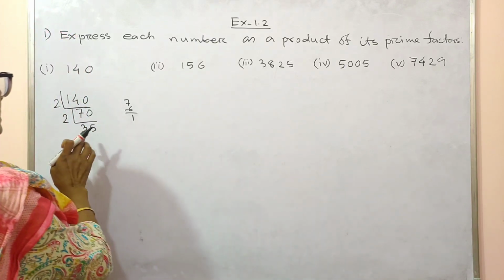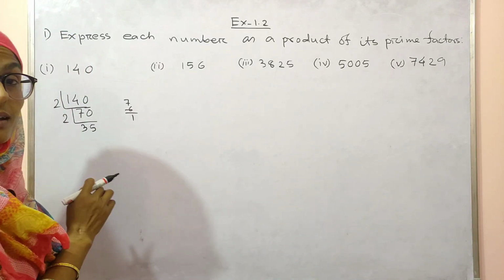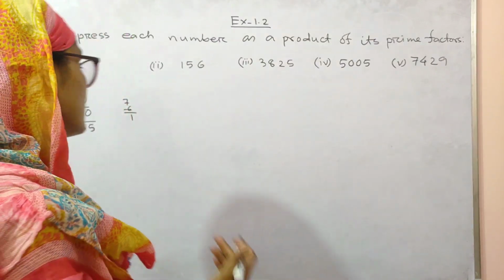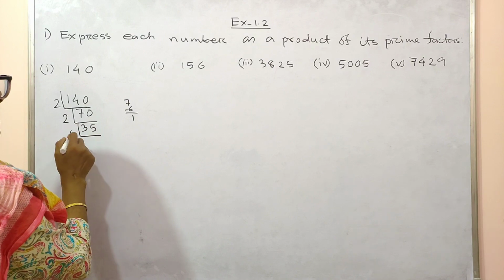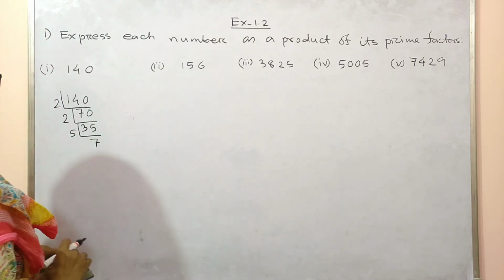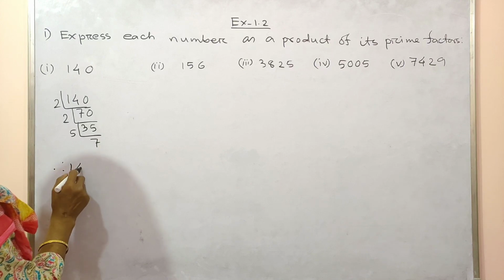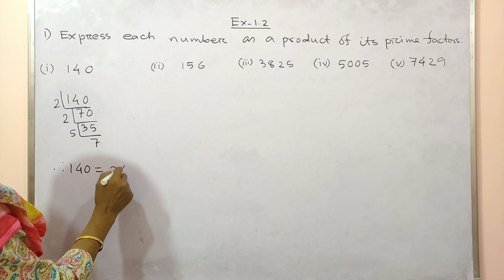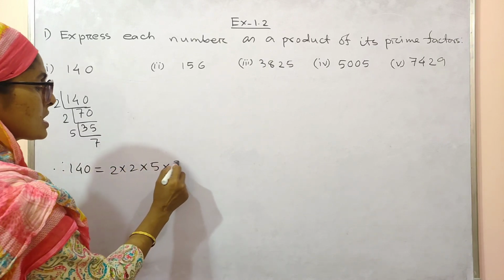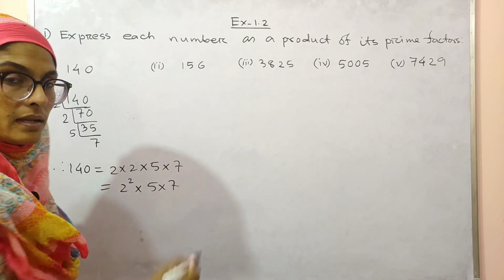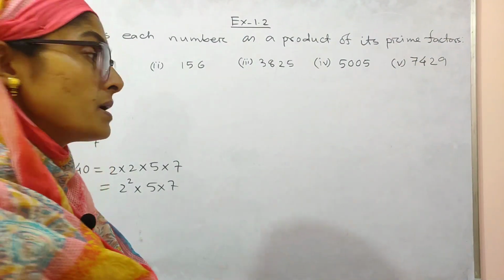So now check. Divisible by 3? 3 plus 5, 8. So not divisible by 3. So divide by 5. 5 7s are 35. Therefore, 140 you can write 2 into 2 into 5 into 7. That means you can write 2 power 2 into 5 into 7. So product of prime numbers.